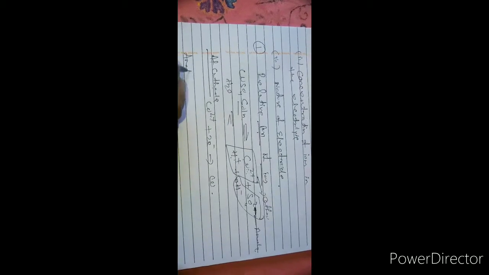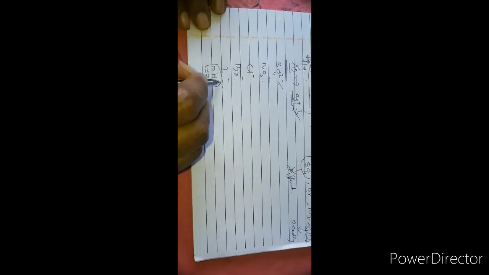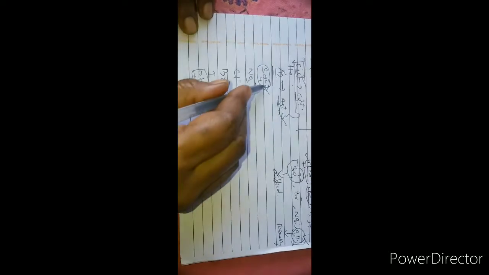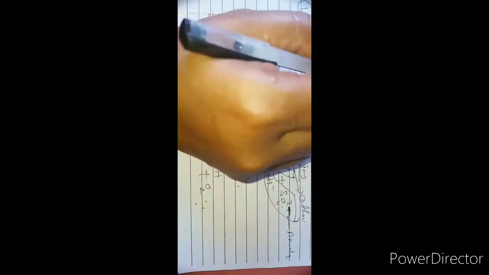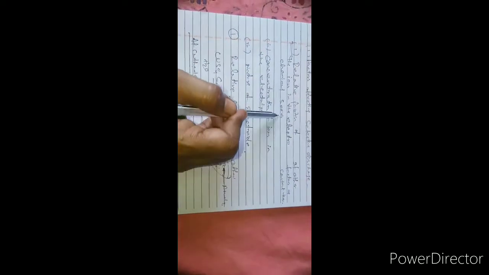Then at anode, who will be there? We have sulfate and we have OH. Here is your OH, here is your sulfate. Which is the higher position? Sulfate is the higher position. Which is the lower position? OH is the lower position. So OH will get preference to discharge. OH- will lose an electron and become OH, and such OH will give rise to water and oxygen. Understood now how it will be? So this is the relative position of ions in the electrochemical series.